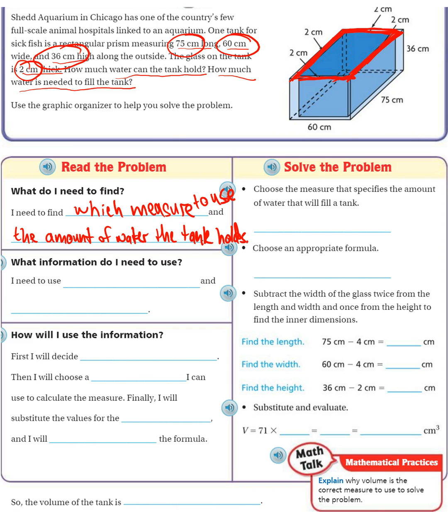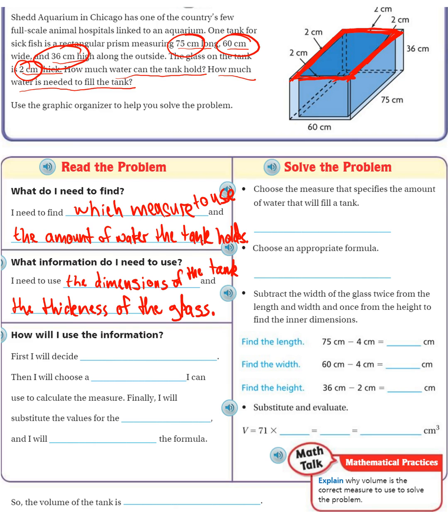Okay. What information do I need to use? I need to use the dimensions of the tank. And the thickness of the glass. Because we can't put water in the glass.